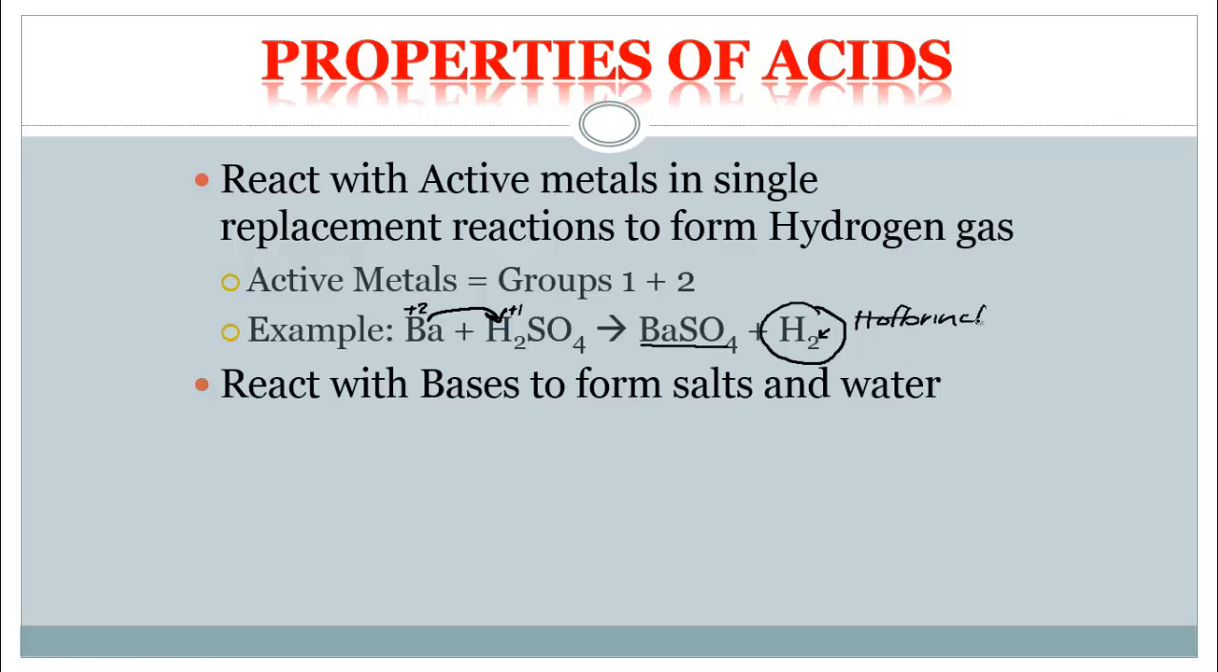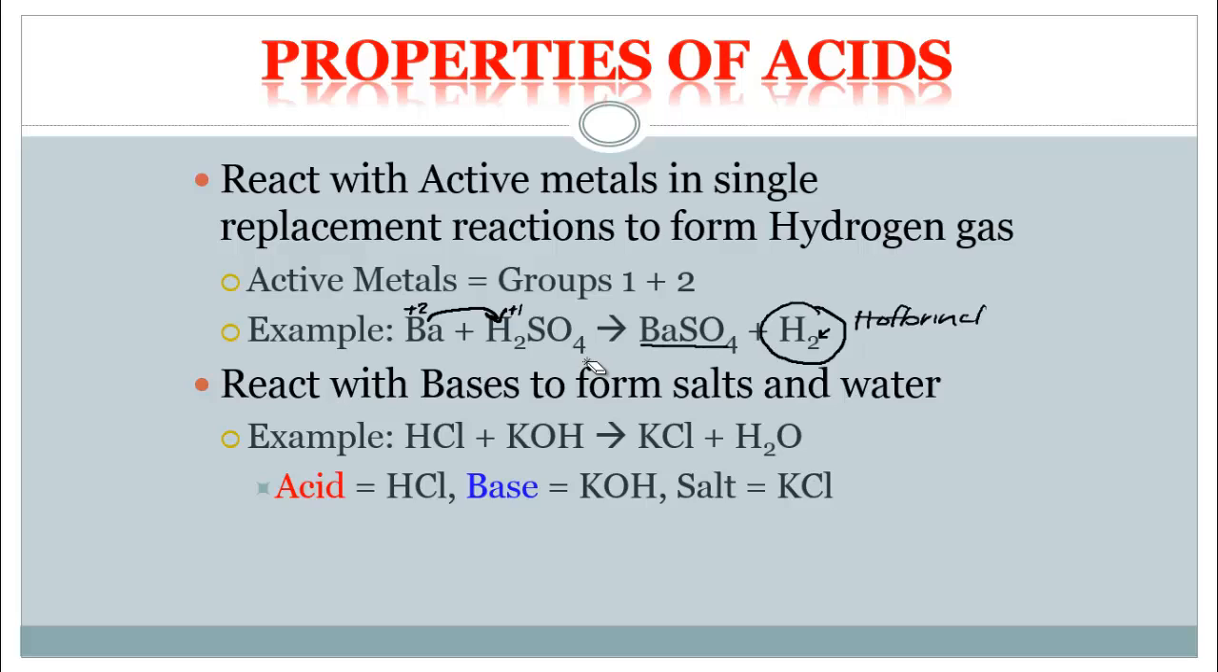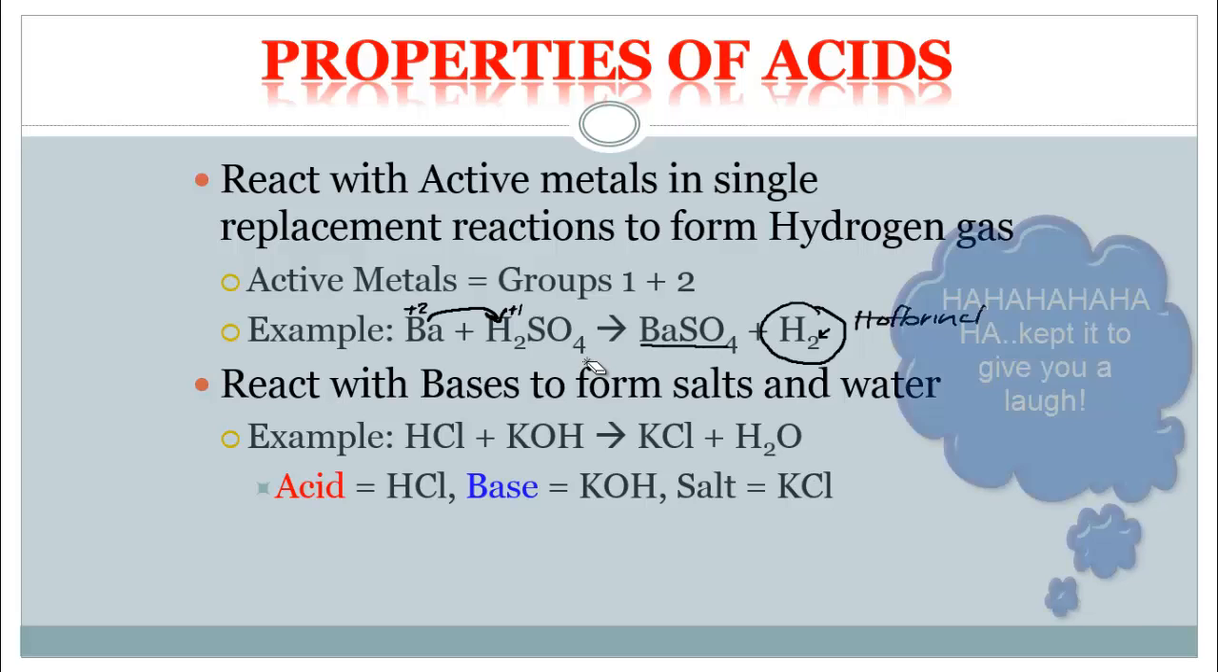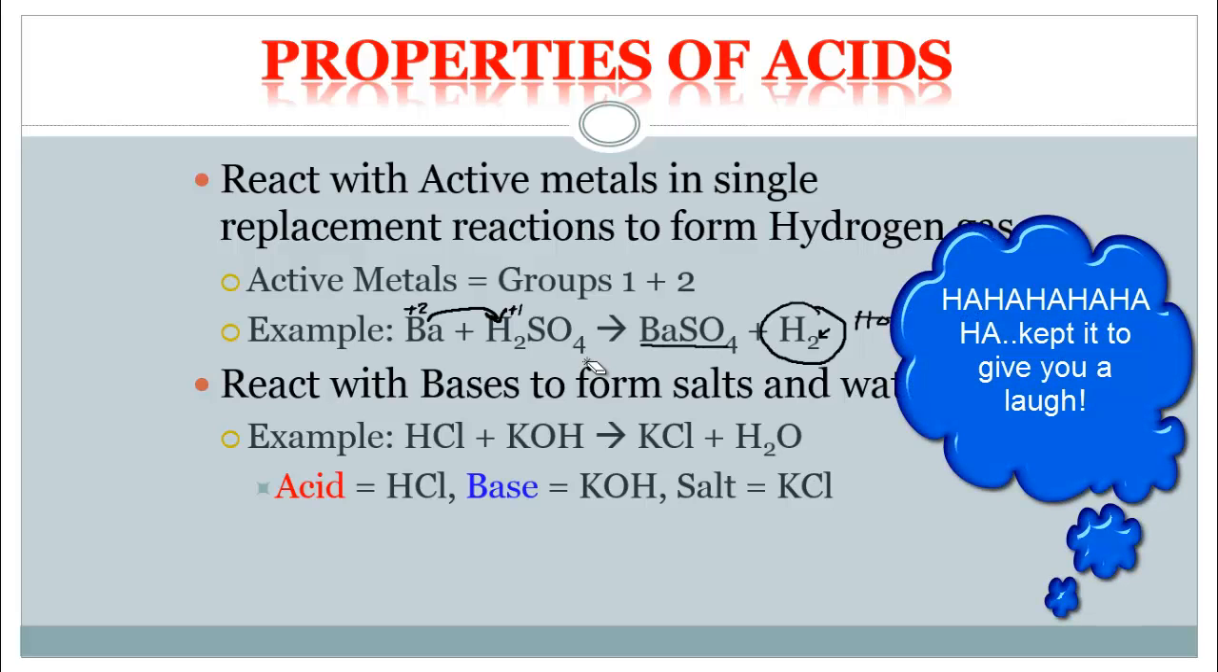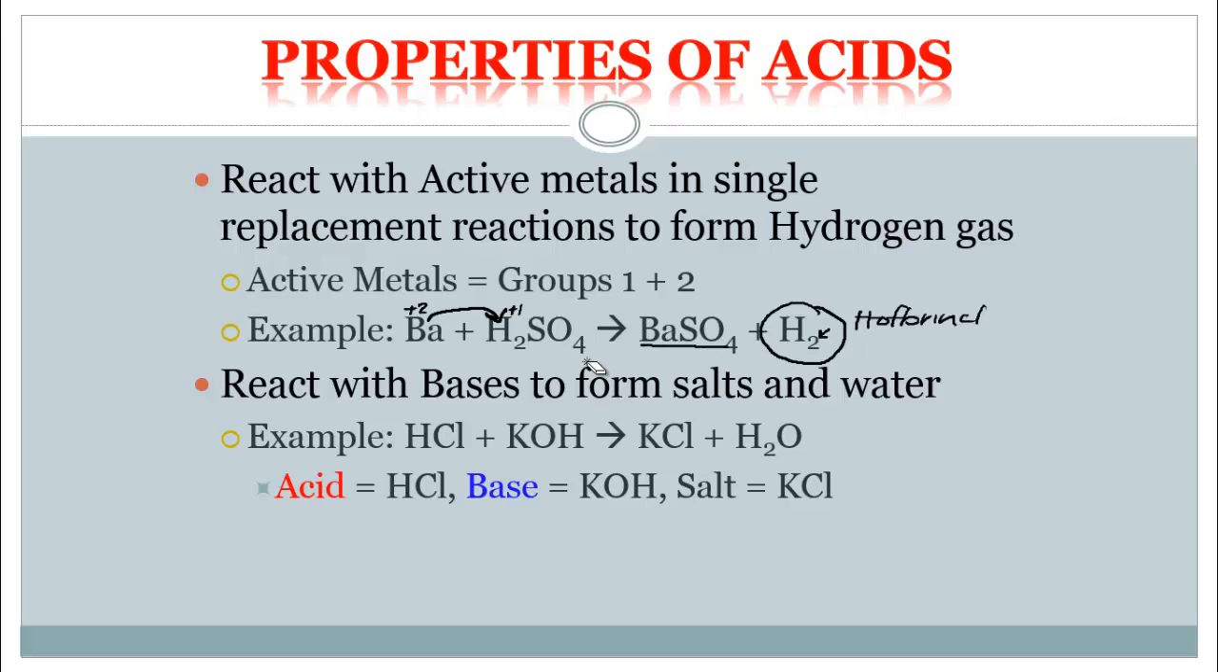Acids will react with bases to form salts and water. So for example, let's look at HCl plus KOH gives us KCl and H2O. So HCl is our acid, which is hydrochloric acid. KOH is our base, which is potassium hydroxide. And when they do a double replacement reaction, they form KCl, which is our salt, or potassium chloride.